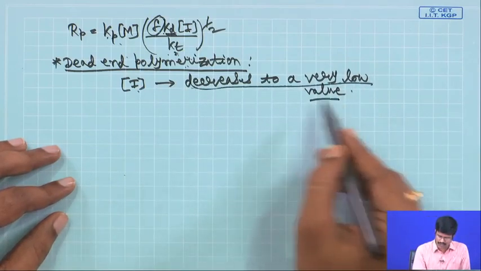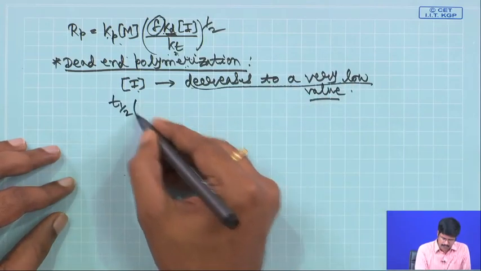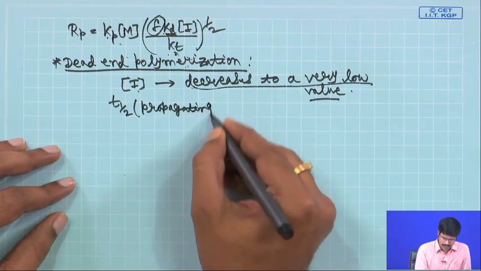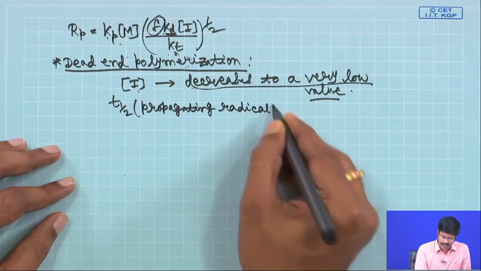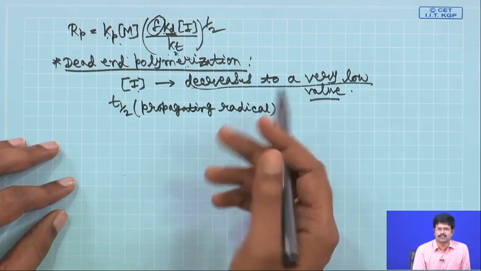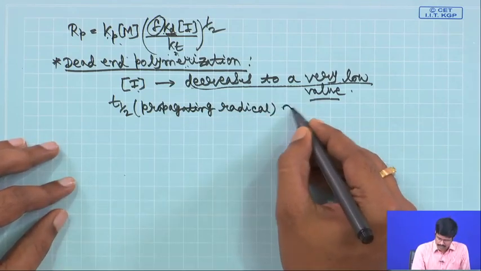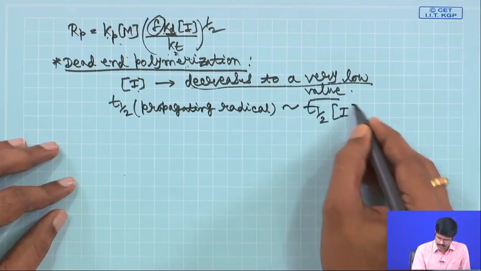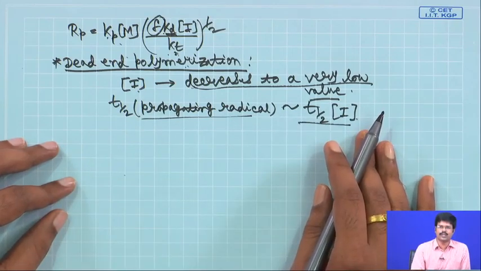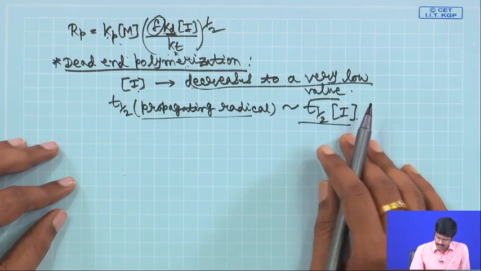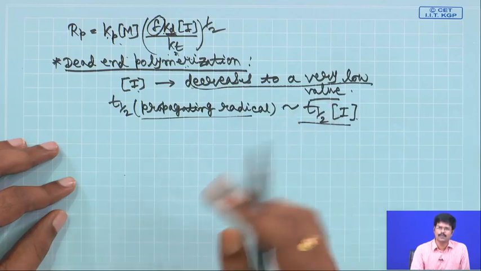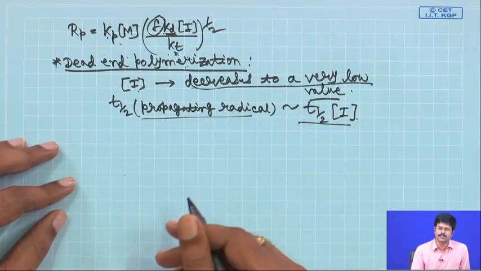Once this kind of situation is achieved, the half life of the propagating radical, which is already quite low, radicals are transient species, the life of the radicals is seconds or less than that, will become comparable to the half life of the initiator. And then as you consider the polymerization going to infinite time, the conversion of the monomer to polymer will be limited, even if you keep the polymerization on for as long as possible.